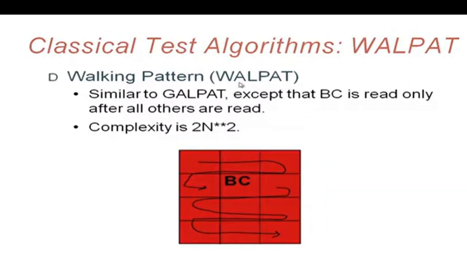Similar to this, we have another algorithm, the classical test algorithm, walking pattern. This algorithm is similar to GALPAT, except that BC is read only after the other cells are read. So we reduce the complexity. Now the complexity is 2n squared.